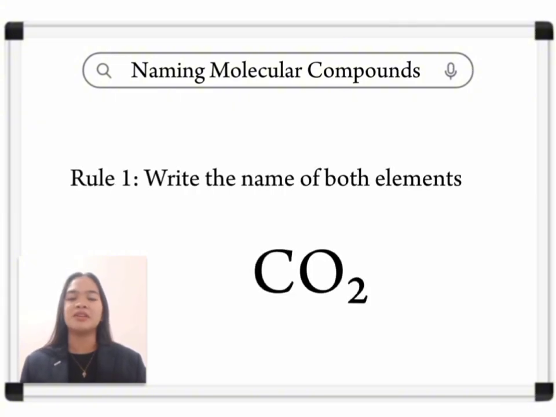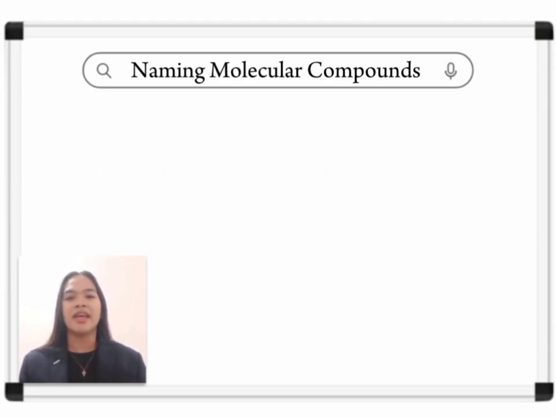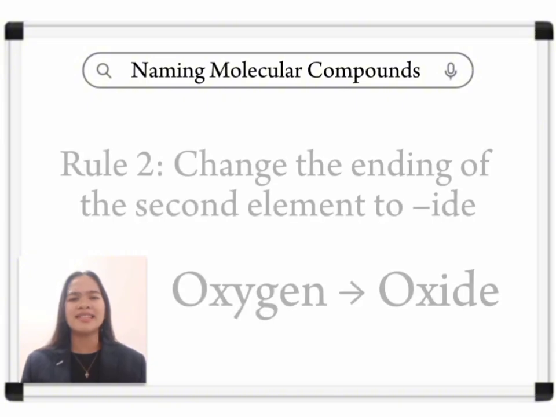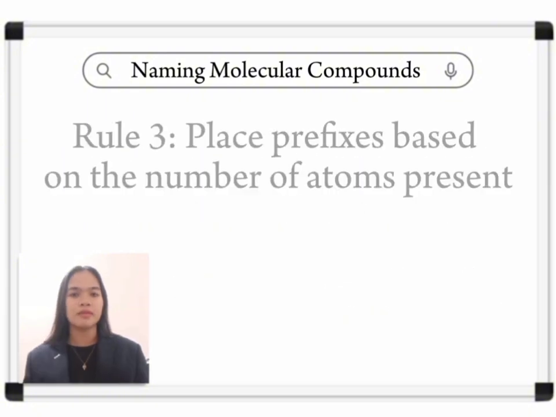The first step is to write the names of both elements present in the compound. This ensures that all the elements in the molecule are clearly identified. In molecular compounds, the second element always ends in IDE. This change distinguishes the compound from the pure element and indicates that the compound is binary.